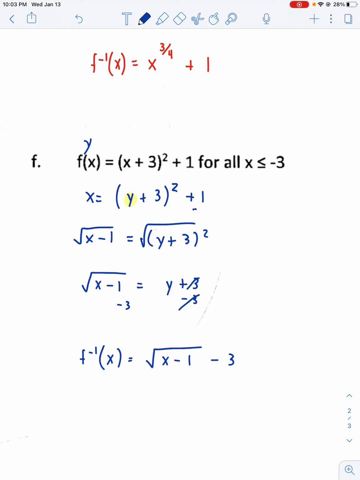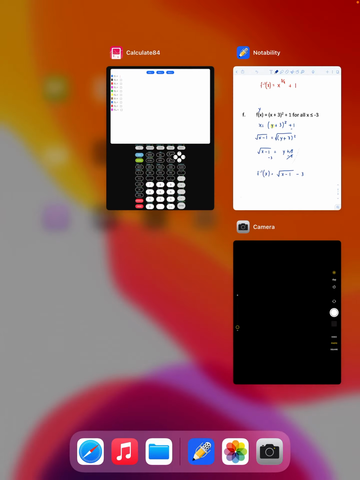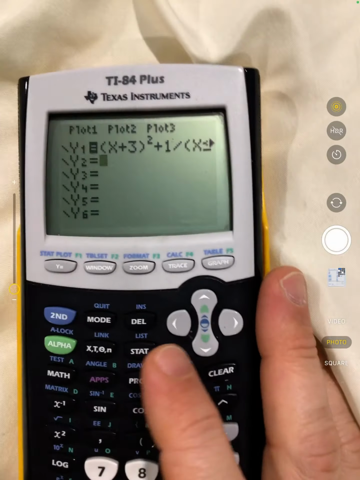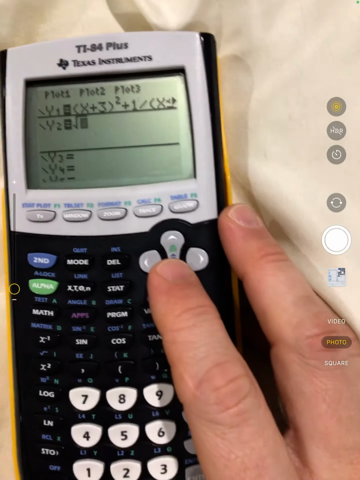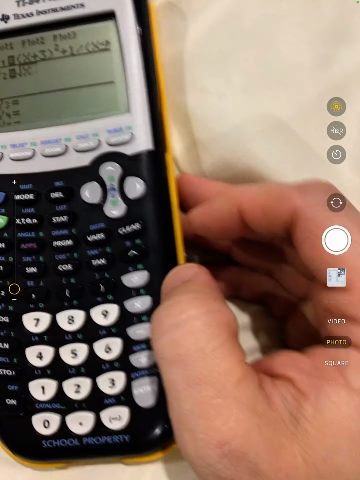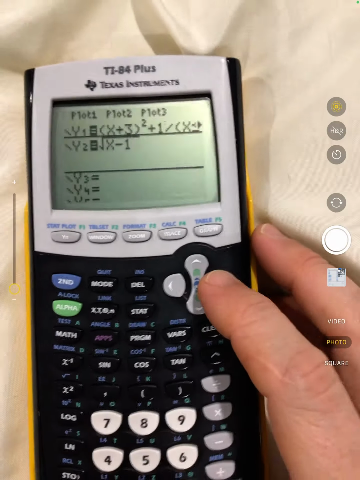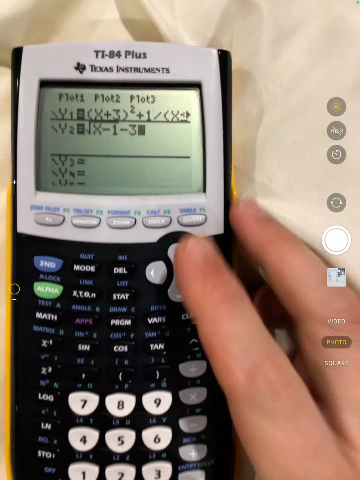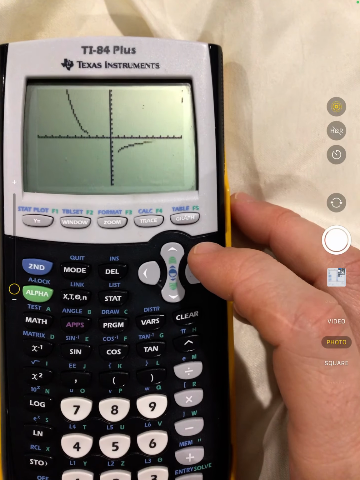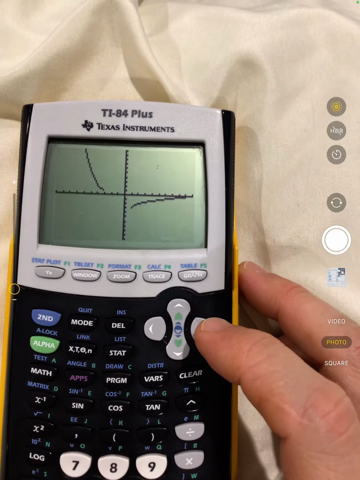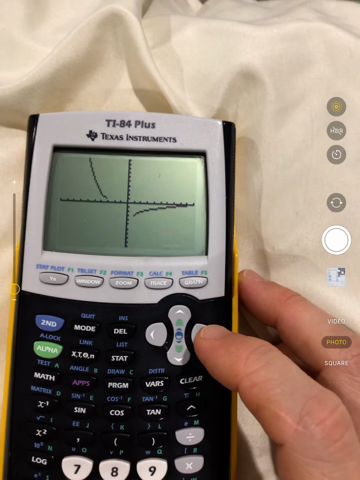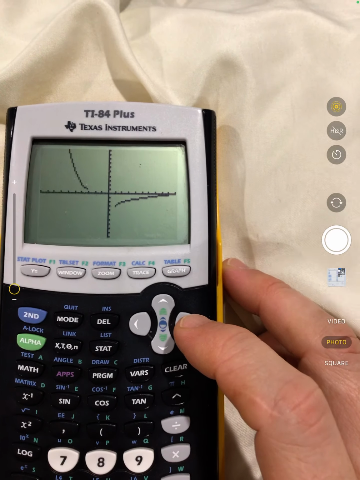So let's go graph this thing and see if, in fact, it is the inverse of that original function. Last thing, last one. So let's check it out. Let's type in the square root, we know is second x squared of x minus 1. And then we're going to scroll outside of that and put our minus 3. And then we're going to graph it. Now again, a little harder to see. Is that an inverse? I don't know if it is.